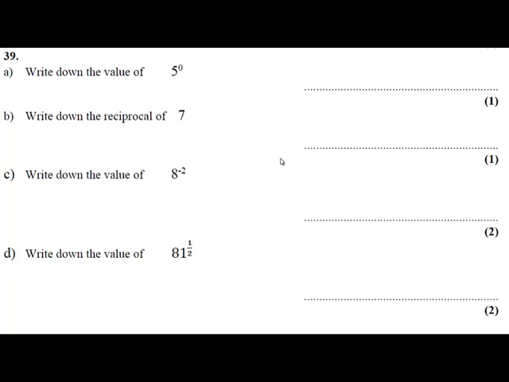This is question number 39. So let's have a look at this question. Right, the first part says write down the value of 5 to the power of 0. You need to recognize that anything to the power of 0 is 1.